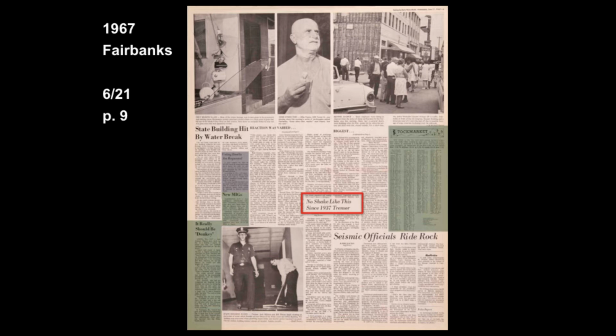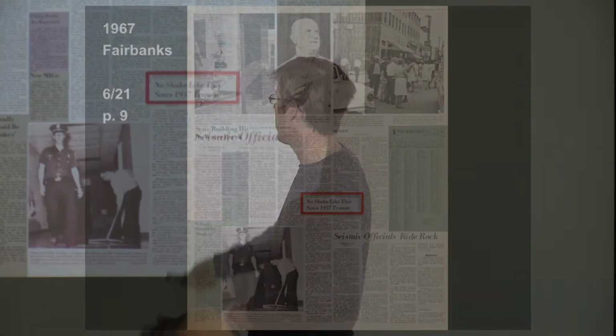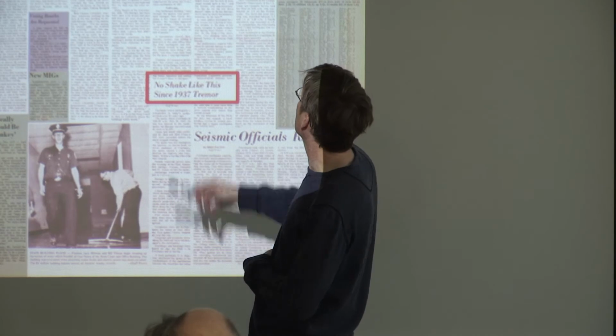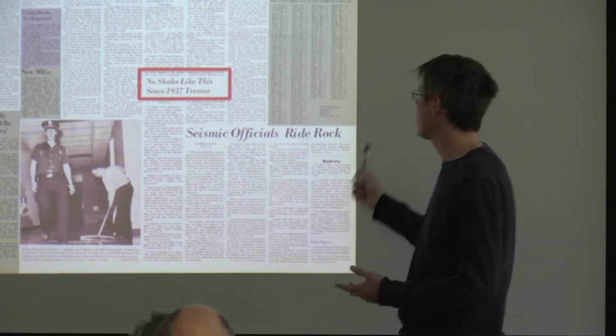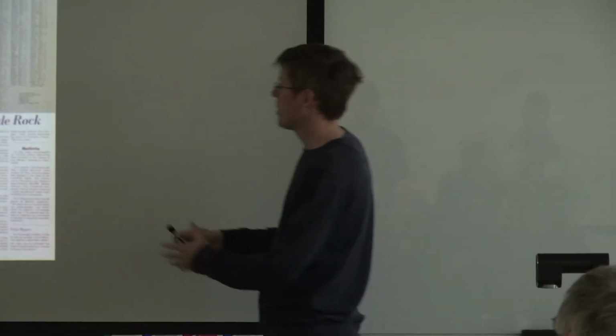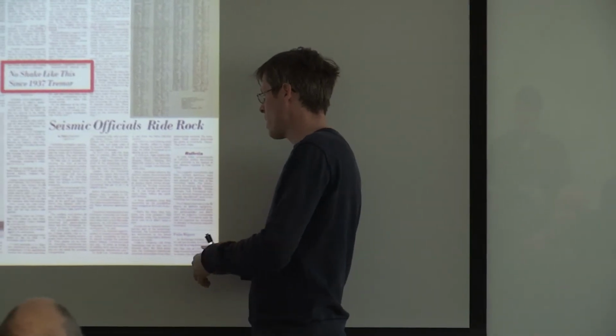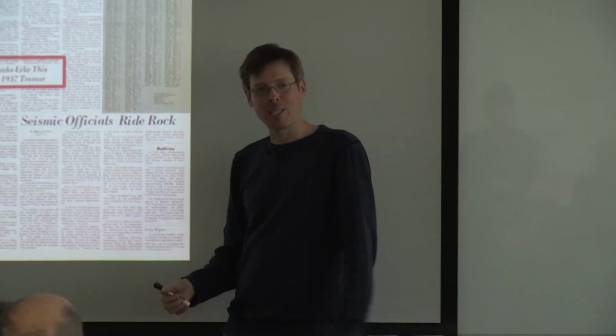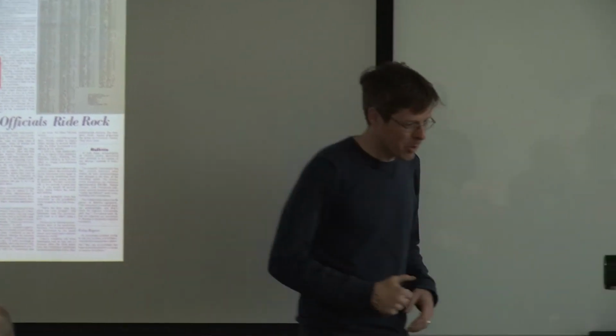No shake like this since the 1937 tremor. There's a state building hit by a water break. There's real damage from this earthquake, shop windows. As I said, these actual images that I have are at the level where you can read the text very well, beyond the pixels of this projector and everything.